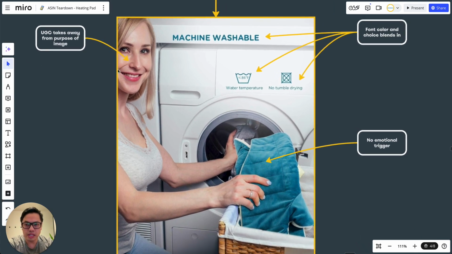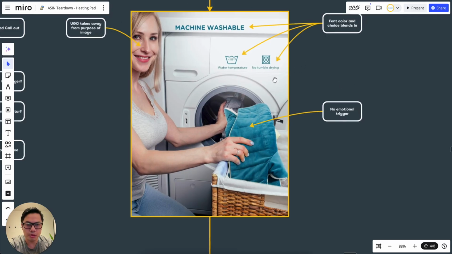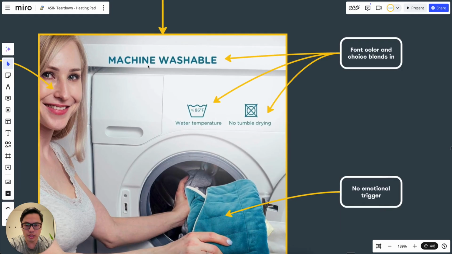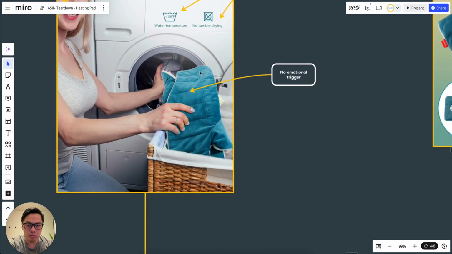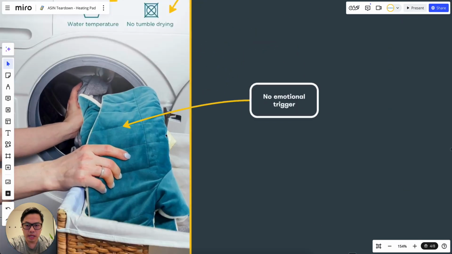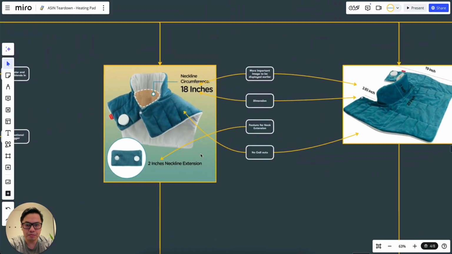I found the UGC takes away from the entire image, so my eyes went to this person as opposed to the machine washable. Also, the font and color choice here kind of really blended in with the actual product, like the washer, so I didn't even really recognize it. These could be blown up, maybe have a shade in the back of it to really make it stand out a lot more. And yeah, there's really no emotional trigger here. They just say it's machine washable, but why? What's the dream goal here? It's to make it convenient, to make it easy, and stuff like that.